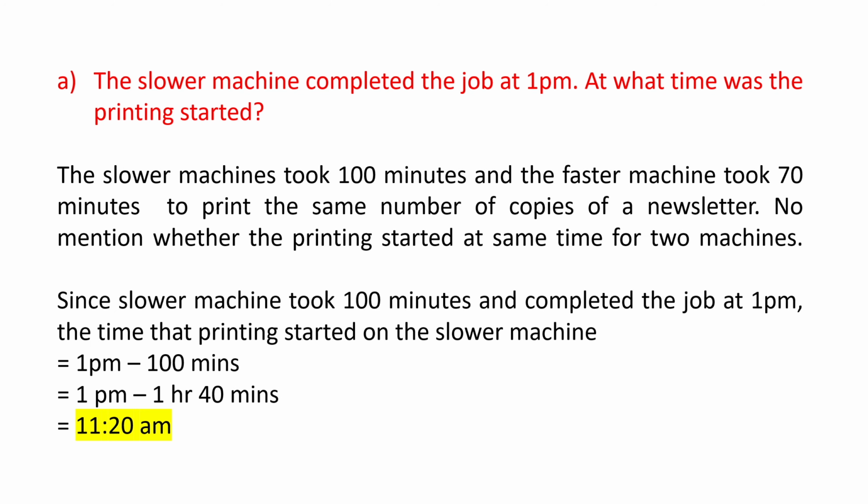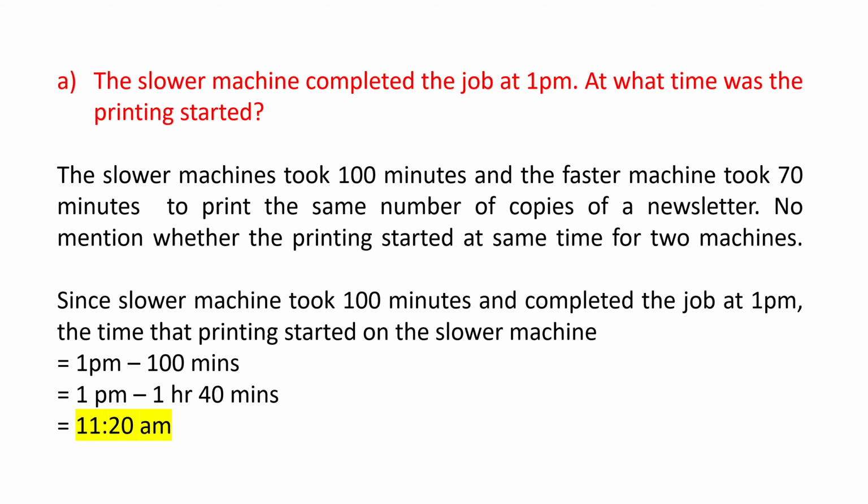So for the first part of the question, we note that the slower machine took 100 minutes and the faster machine took 70 minutes to print the same number of copies of a newsletter. There was no mention of whether the printing started at the same time for the two machines. Nonetheless, our focus will be on the slower machine.